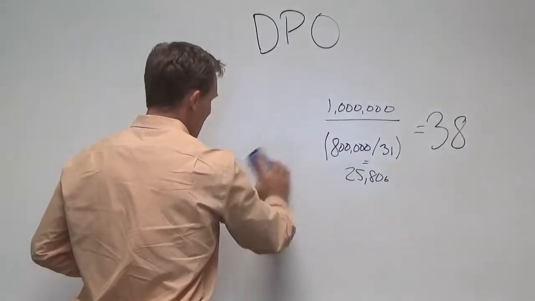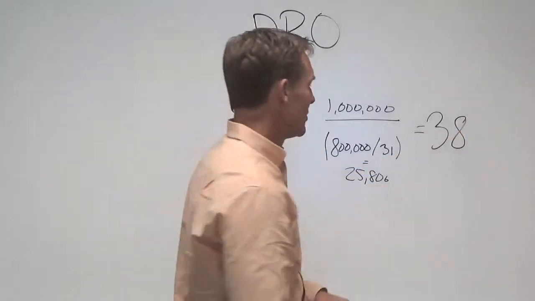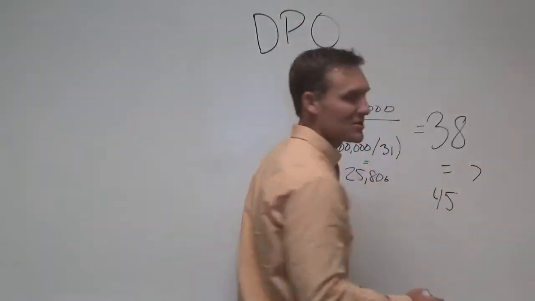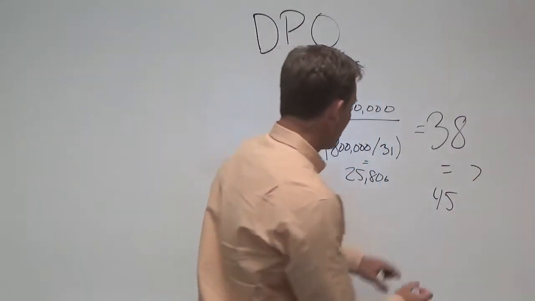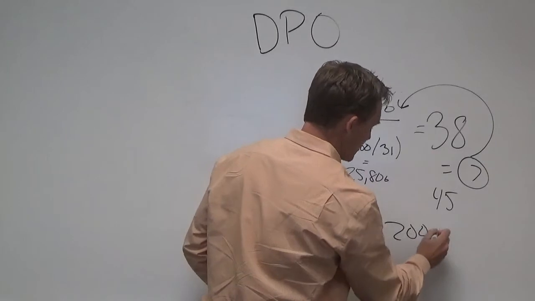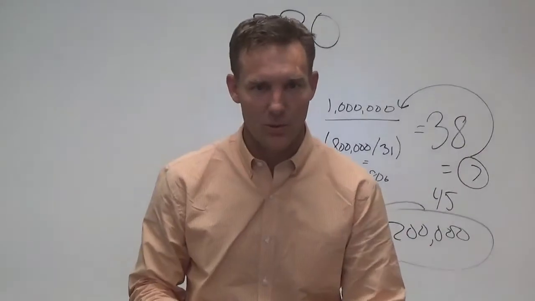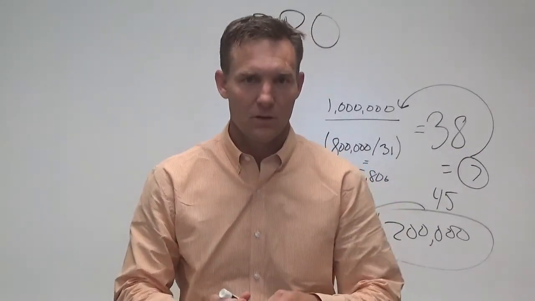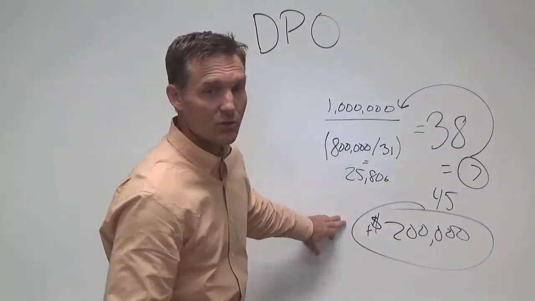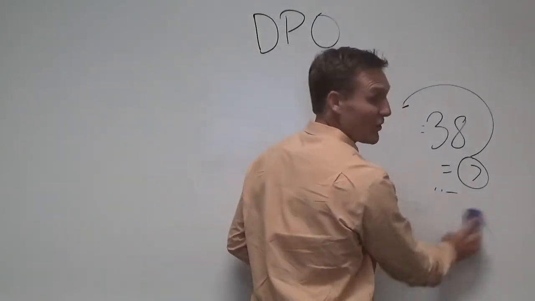But what would happen if we extended this out and instead of 38 days, we paid them in 45 days, which is roughly 7 days slower? 7 days is roughly 20% of $1 million. We'd have an extra $200,000 in cash on hand if we paid them just 7 days slower than we're paying them now. It's a really, really important concept because that 7 days equals $200,000 of cash for this particular business. But it's not always a good thing.